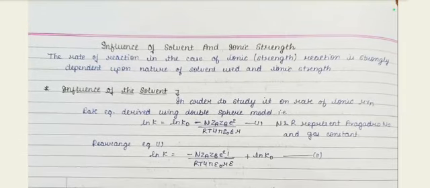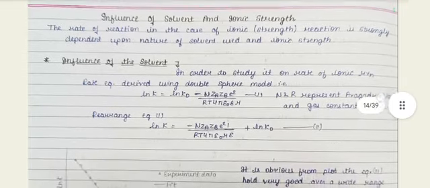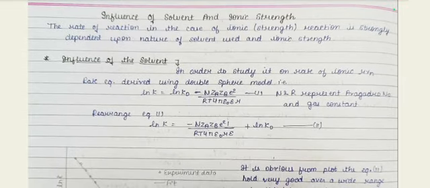Influence of solvent and ionic strength on the rate of reaction. In the case of ionic reactions, the reaction is strongly dependent upon the nature of the solvent used and ionic strength. Influence of the solvent: in order to study its effect on the rate of ionic reaction, the rate equation derived using the double sphere model is ln k is equal to ln k naught minus N Za Zb e square by RT 4 pi epsilon naught epsilon r. N and R represent Avogadro number and gas constant.